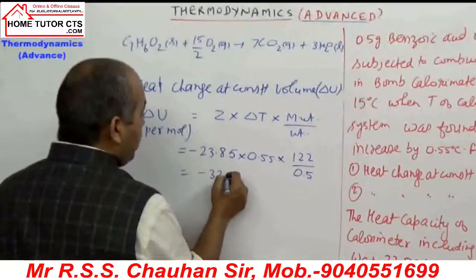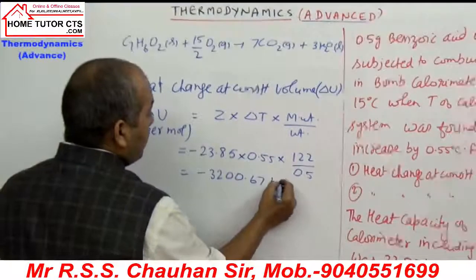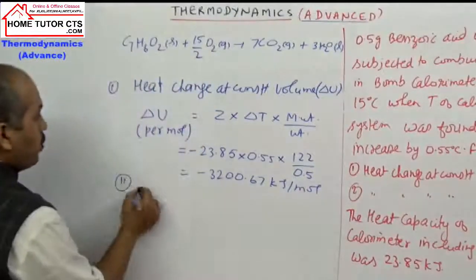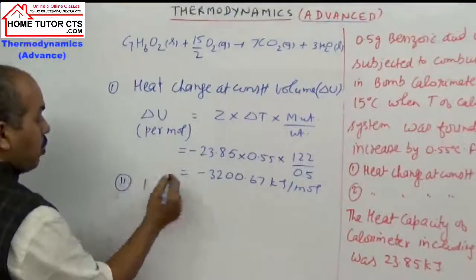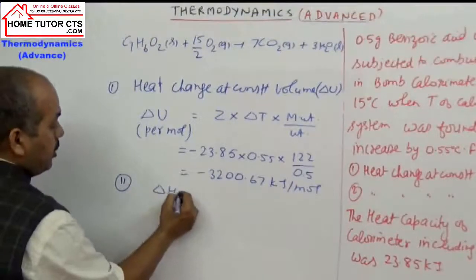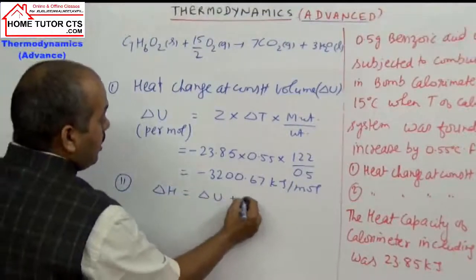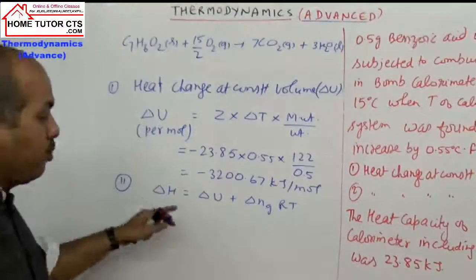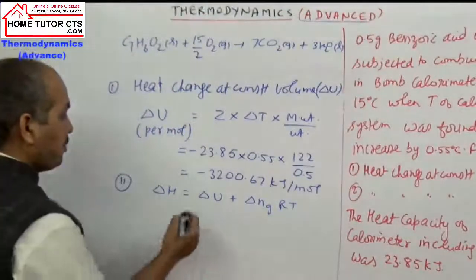It should come to minus 3200.67 kilojoule per mole. Then the second part is the calculation of heat change at constant pressure, that is delta H. And delta H is how much? Delta U plus delta n g RT. What is delta H? Delta U plus delta n g RT.